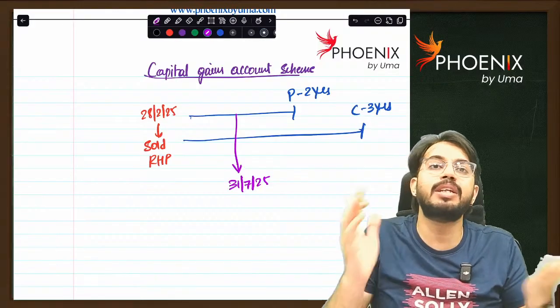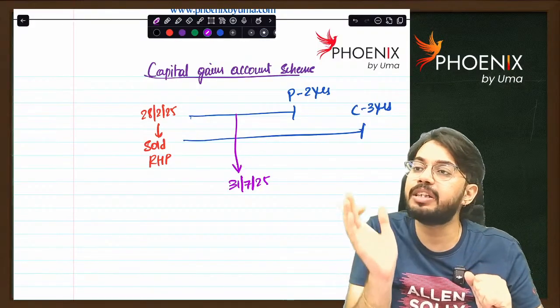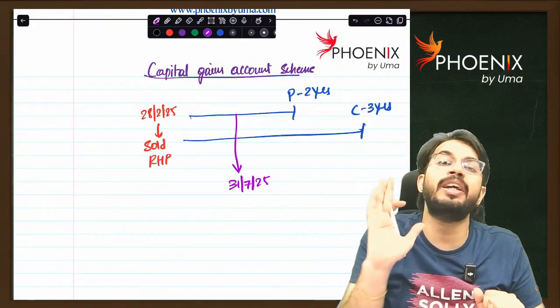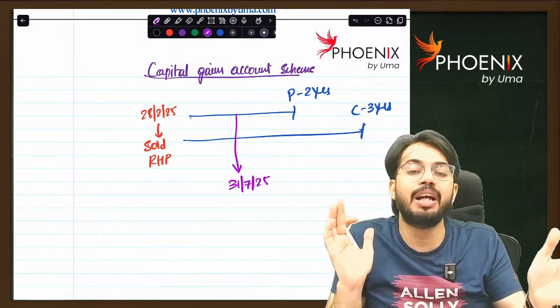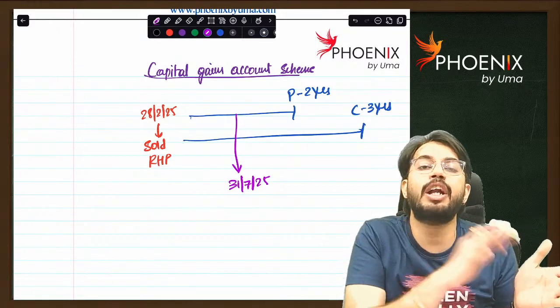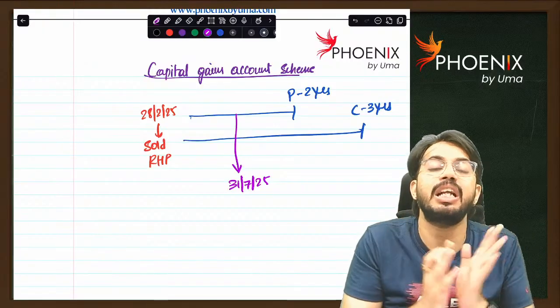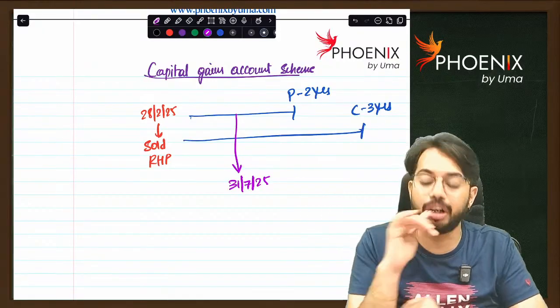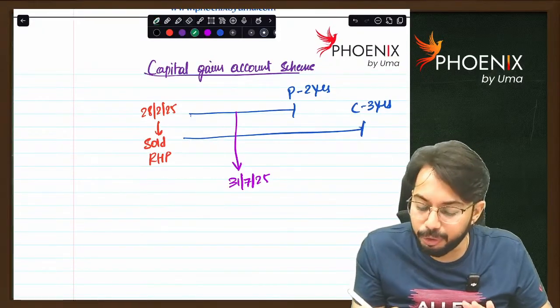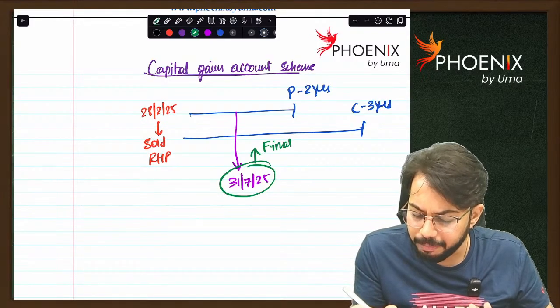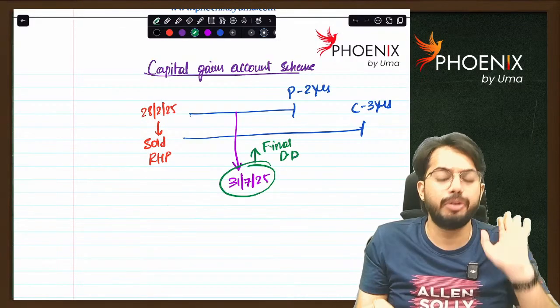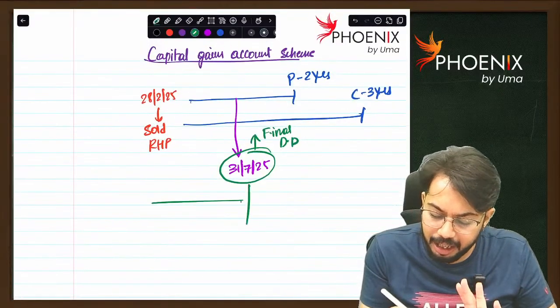So two things are spoken by the department. On one side, the department is saying I will give 2 years for purchase, 3 years for construction. On the other side, the department is saying before the ITR due date only you have to take the decision whether to claim exemption or not. So this is the final due date. Whatever the ITR due date is, this is the final due date. So before the ITR due date only, you have to take the decision.